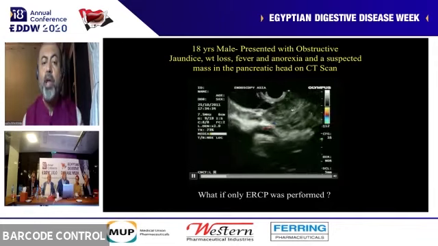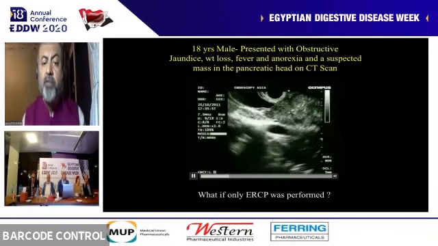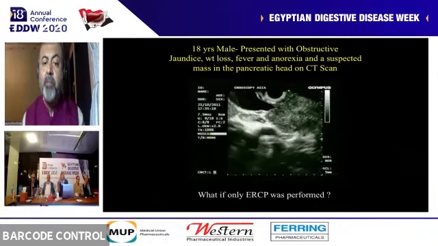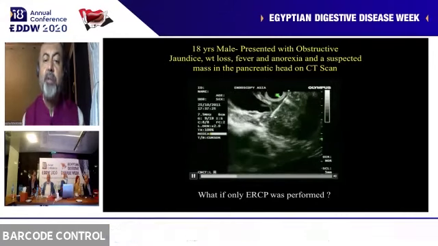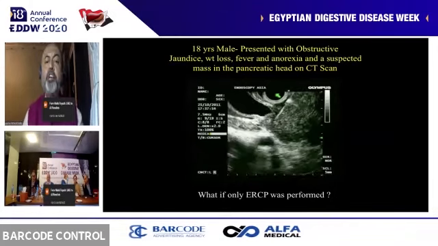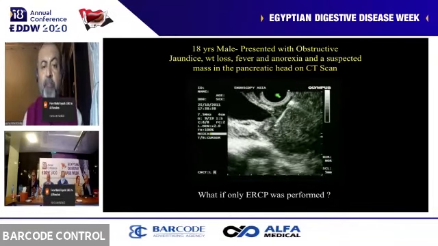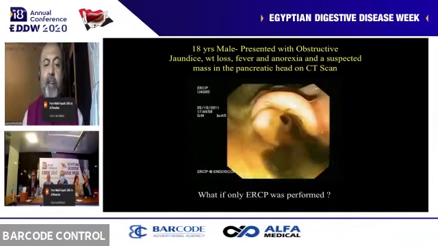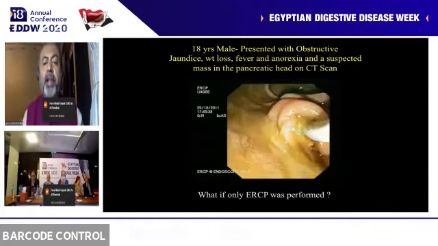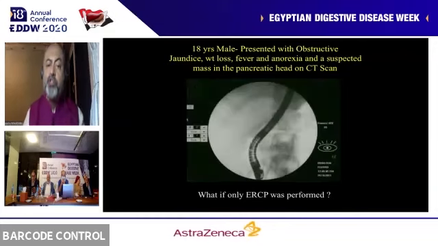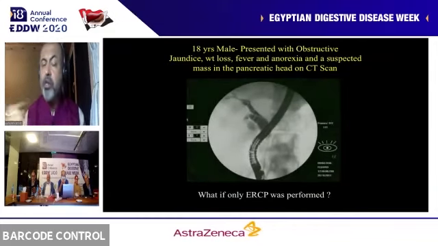So what we did, this boy was advised Whipple operation in several centers in Mumbai. This is a dilated CBD here. We did EUS guided fine needle aspiration biopsy, and it turned out to be primary tuberculosis of the pancreas. And all we needed was a plastic stent and antitubercular drugs for this young boy, and that was the end of the story.